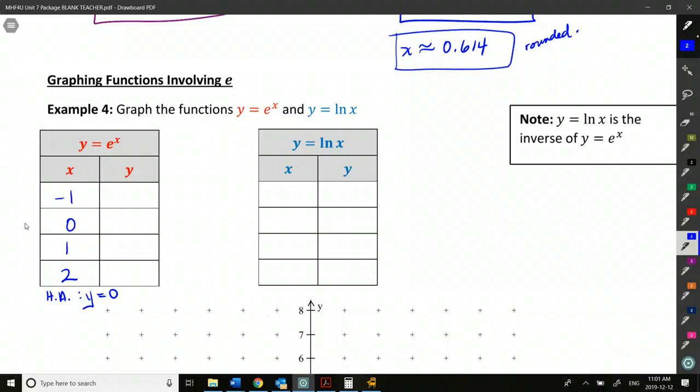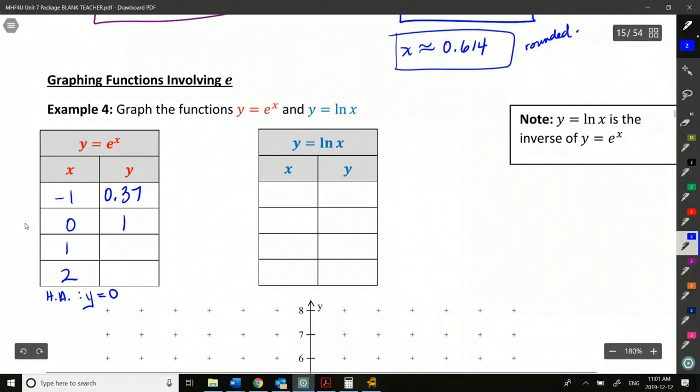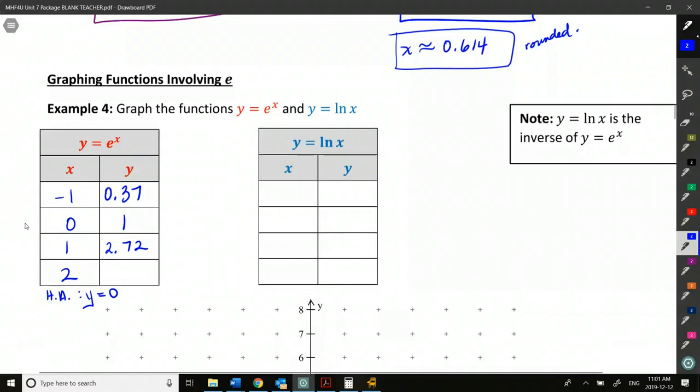So e to the -1. I got 0.367, so 0.37. E to the exponent 0, that's no different than anything else to the exponent 0. It's going to be 1. E to the 1, okay, this is just e itself. If we're rounding it, it's about 2.72. And then e to the exponent 2, we'll get about 7.389. So I guess we'll just write that as 7.39.